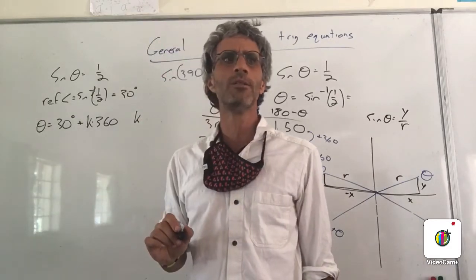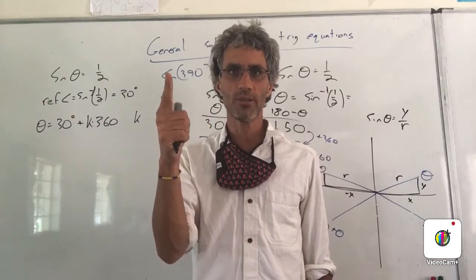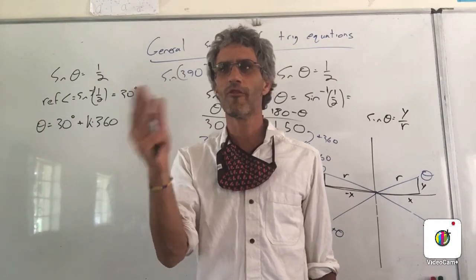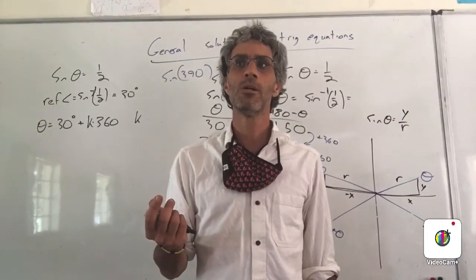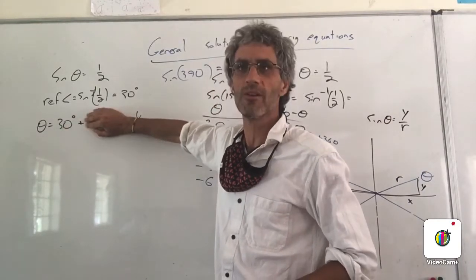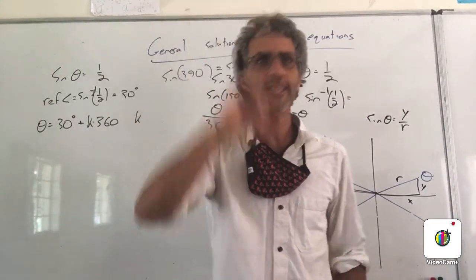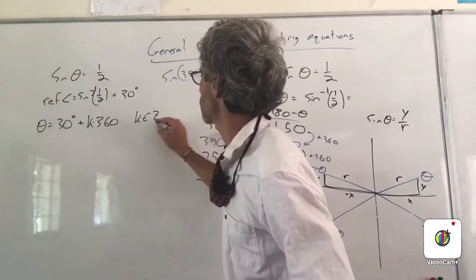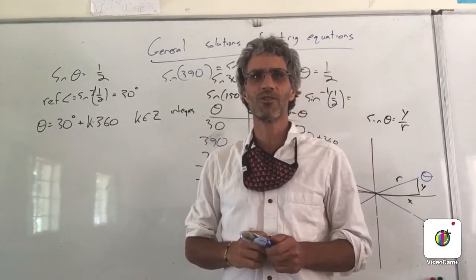Can k be 1.1? No. k can be 1, it can be 2. Give me a few more things that k can be. 16, 60, 3, minus 5, minus 7. Can it be 0? If k equals 0, that's just the reference angle itself. What is k? It's a whole number, an integer. It can be negative. So we say k belongs to Z. Z is the integers.